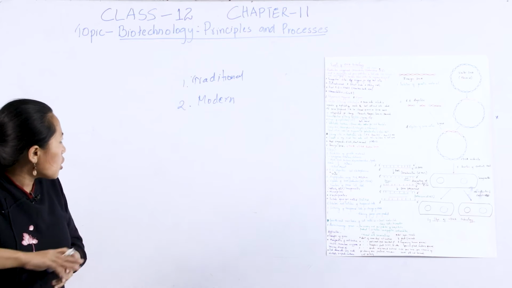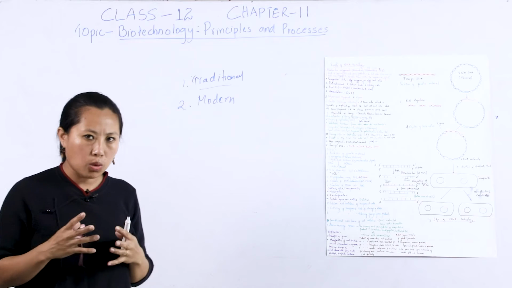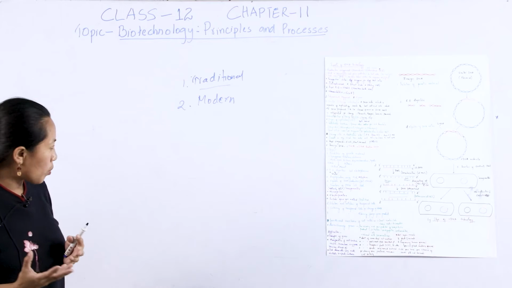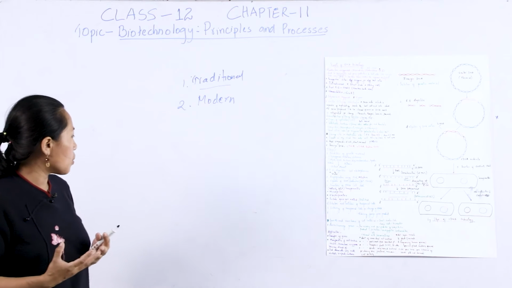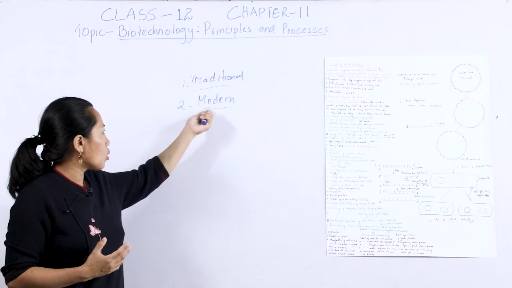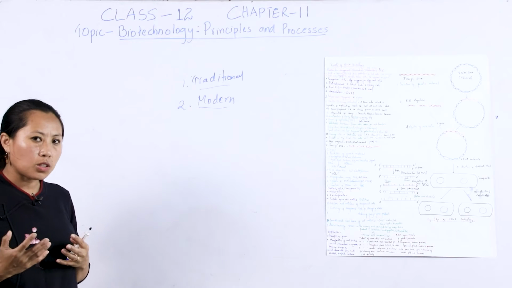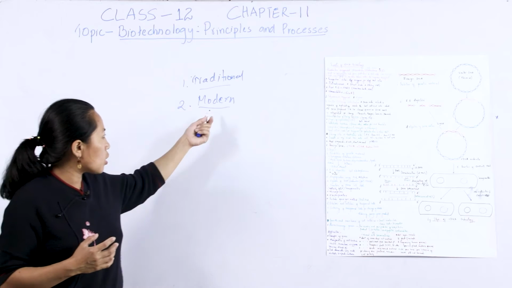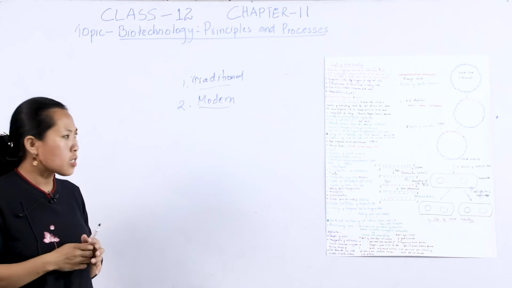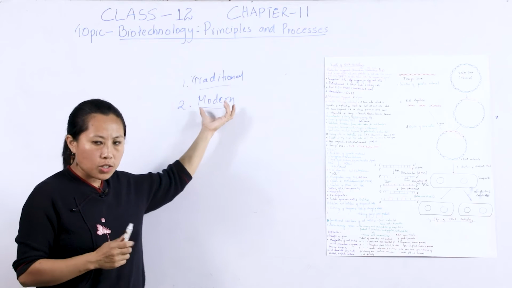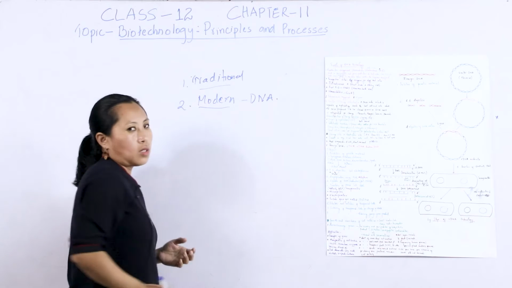And the traditional biotechnology is concerned with the natural capabilities of microorganisms, natural capabilities of microbes and of plant cells and animal cells. While modern biotechnology is more advanced than the traditional, and so it is concerned with the exploitation of the genetic material, or the exploitation of the DNA.